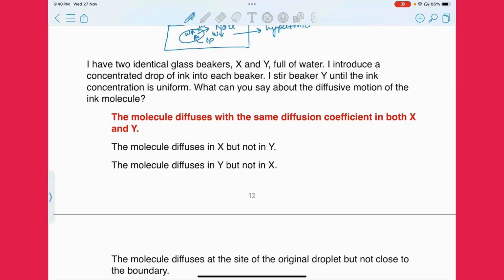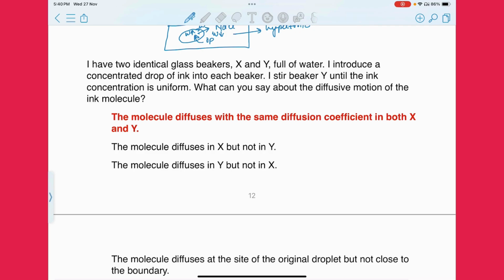I have two identical glass beakers, X and Y, full of water. I introduce a concentrated drop of ink into each beaker. I stir beaker Y until the ink concentration is uniform. What can you say about the diffusive motion of the ink molecule?